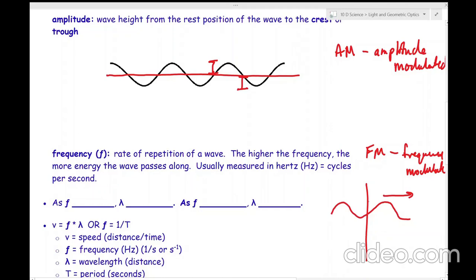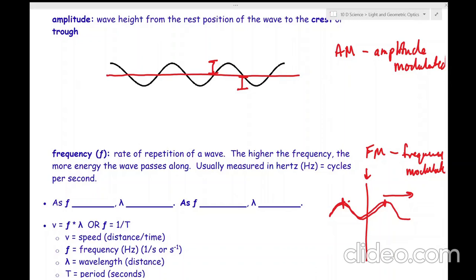We want to know how many times every single second does one of these wavelengths, so maybe from crest to crest here, how many times each second do these things pass by this particular point in space? And that's what we're talking about, frequency. And we're looking at the number of cycles or the number of wavelengths, for example, per second that pass by a particular point in space. And that's what we call the frequency.